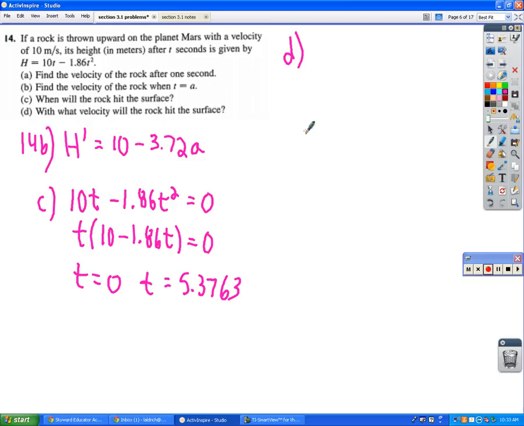Okay, so now we need to figure out with what velocity the rock will hit the surface. That's going to be the second of the two times. The first time, obviously, is when the rock is leaving the surface. So we're going to take this and put it into which equation? B, right, because this tells us the speed of the rock at any time. That's a lot easier. Okay? So all you need to do is go 10 minus 3.72 times the time.